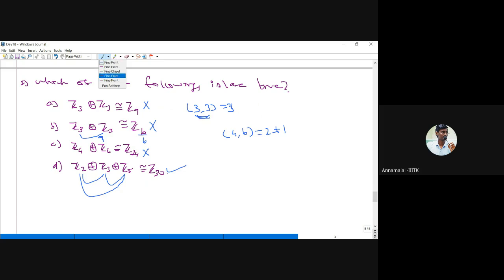So I stated this previously only for 2 cases. We can extend it to the n case. That means, suppose we take n groups: Zm1 cross Zm2 cross, and so on.